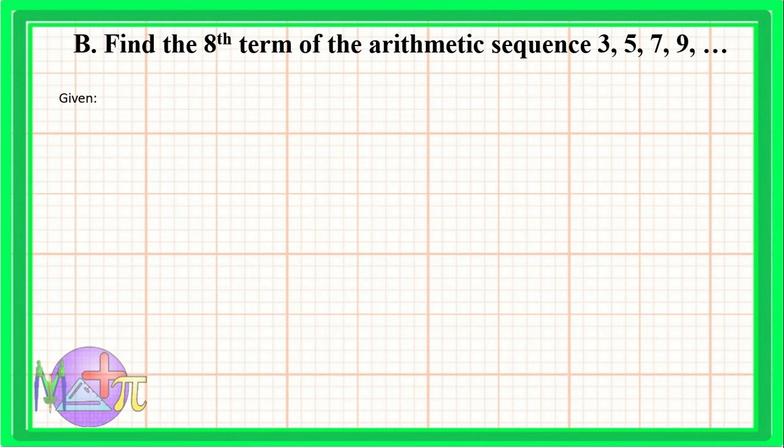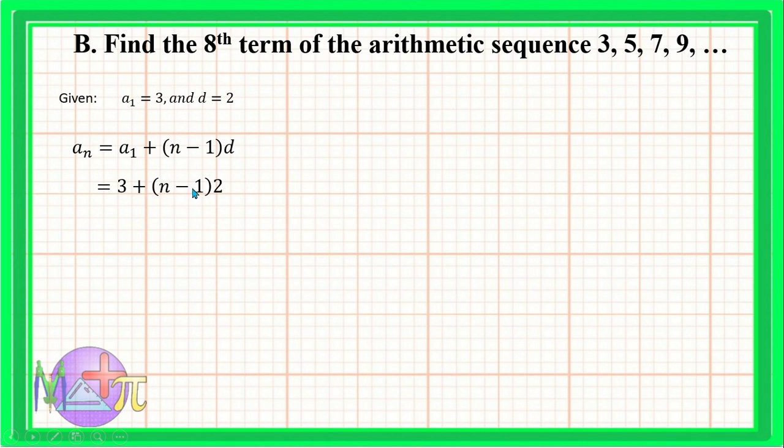So given, syempre don't forget to write the given. So a sub 1, that is 3, and d is 2. Again, sir, bakit po nakuha or paano po nakuha yung 2? Again, a sub 2 minus a sub 1 or 5 minus 3, that is 2. Okay, now, ito po yung formula. A sub n equals a sub 1 plus the quantity of n minus 1 times d. Substitution. Okay, substitution lang yan, class.